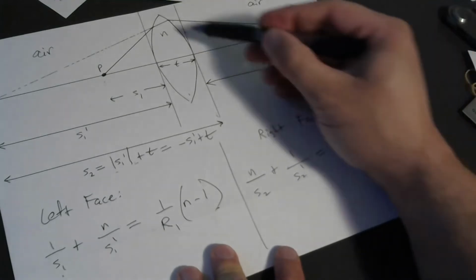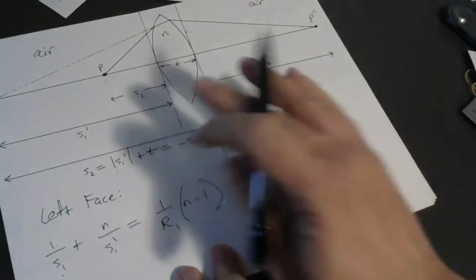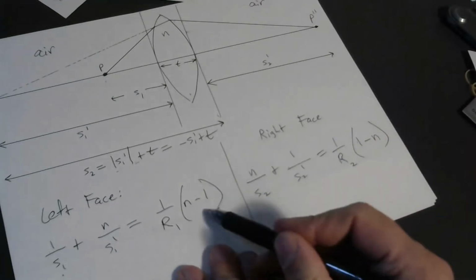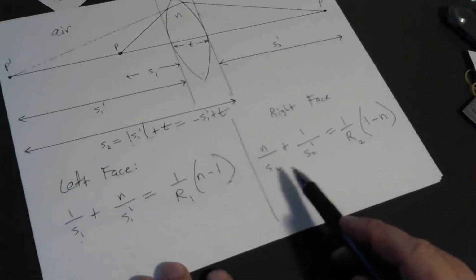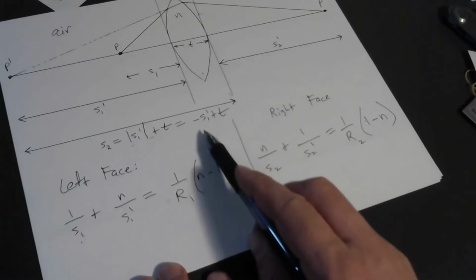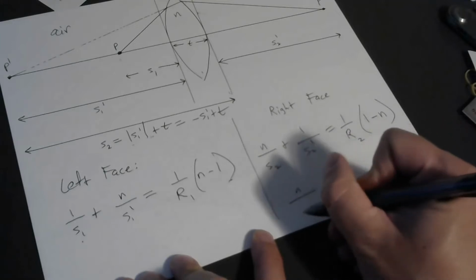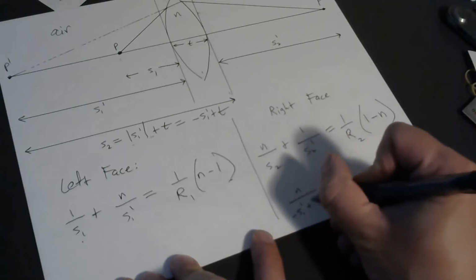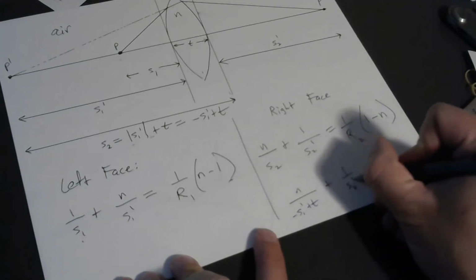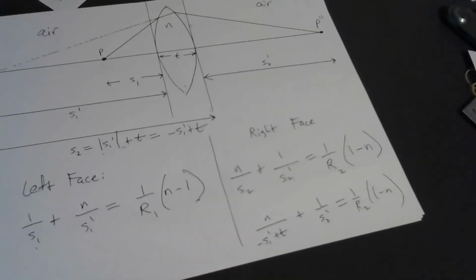That's got to equal, well, the radius of curvature for this spherical surface is what we're calling R2. And now my second index of refraction is 1 and my first is N. The order is flipped from what it was over here. Here's where we can use the fact that the object distance for the second face of the lens is this junk right here. Okay, so N over negative S1 prime plus T plus 1 over S2 prime. Nothing else changes. All right, what are we supposed to do with this?